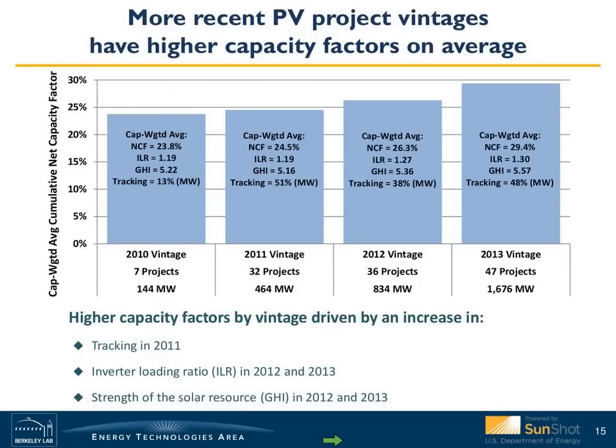Okay. Earlier, Joe demonstrated that more recent project vintages have, on average, been sited in higher quality resource areas, and also that the average inverter loading ratio had increased among project vintages as well. And here you can see the impact of that on capacity factor by project vintage. The upward trend here is pretty obvious, and was driven in 2011 by a greater prevalence of projects using tracking, and then the additional increases in 2012 and 2013 were driven primarily by higher inverter loading ratios and also higher quality sites in terms of the solar resource.